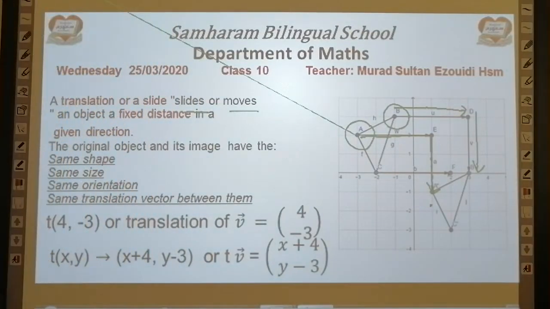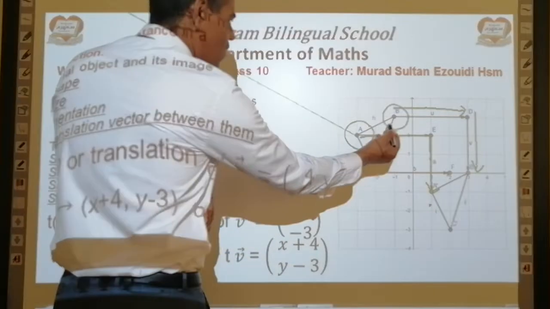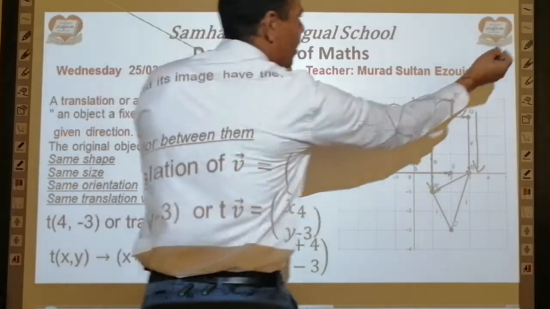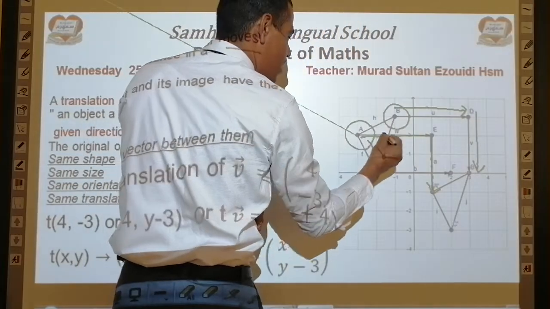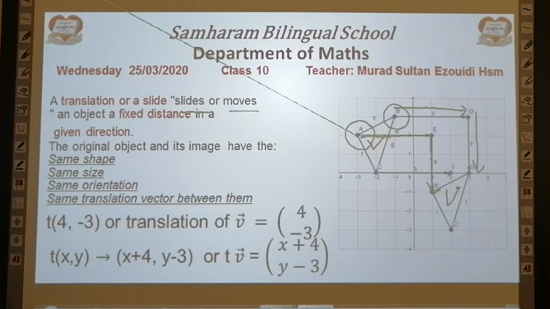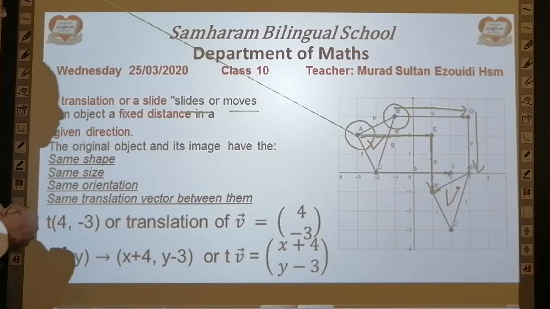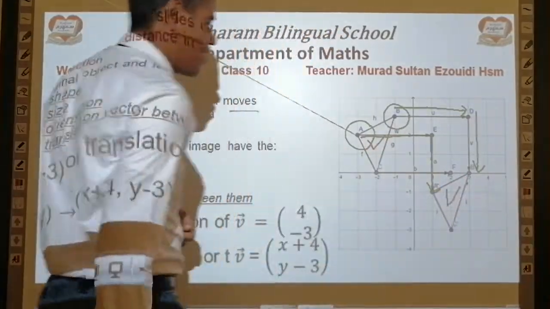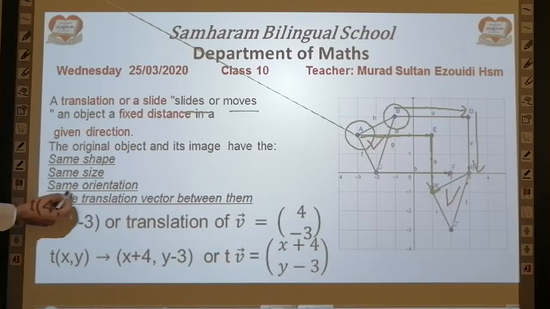So, if it is given, the original object and its image have the same shape. What about the size? Is it the same size as the image? Of course, yes. The original shape has the same size as its image. And it also has the same orientation. The image is exactly like the original, no change. They also share the same translation vector.